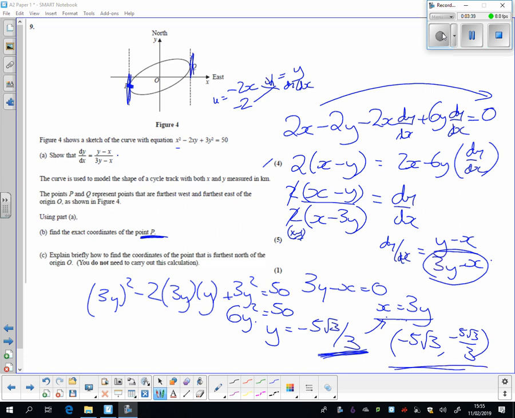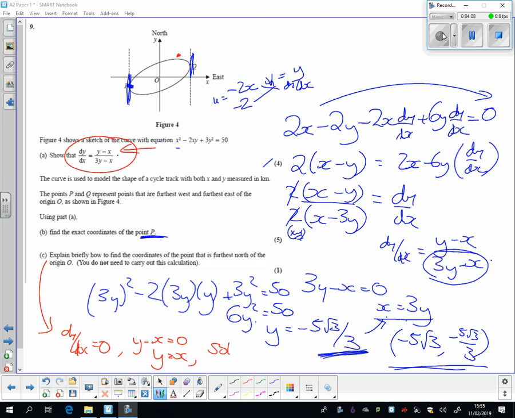And the last part of this explanation, when I did mine, I didn't explain enough. It says, how can you find out where it's furthest north? So we're talking about this point here. And in my answer, I wrote that when dy by dx equals 0, because we want the stationary point up there. It did want more than that. If this thing here is equal to 0, then that means that y minus x is equal to 0. So y is equal to x.